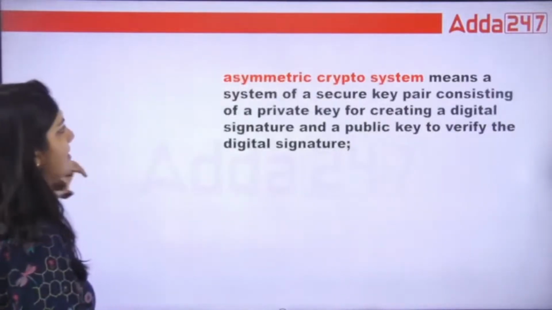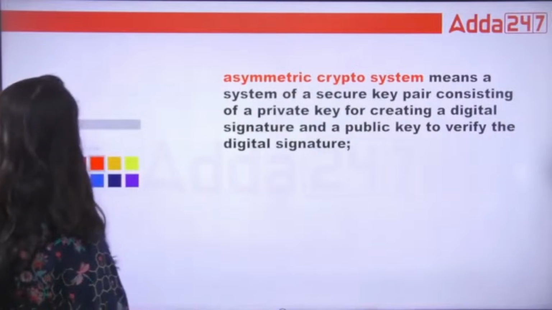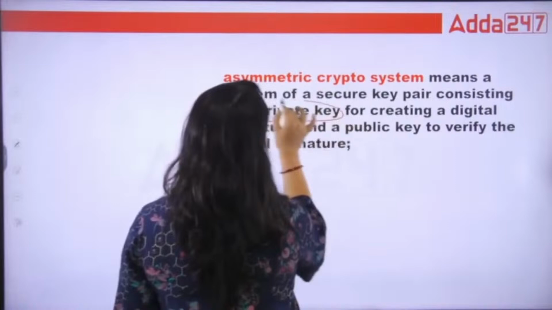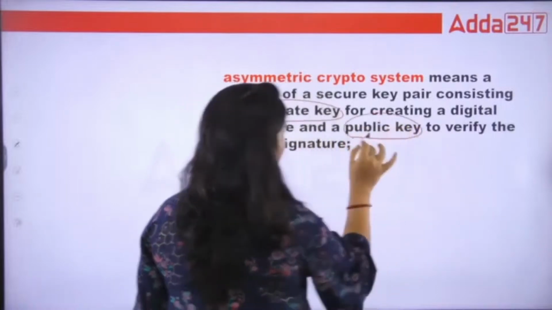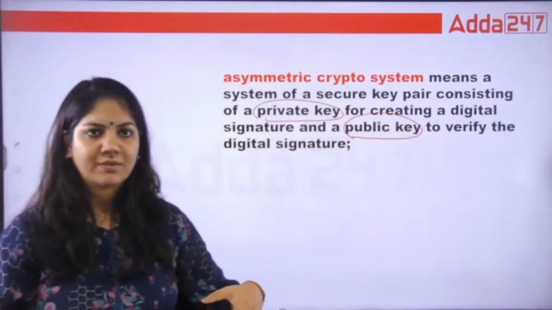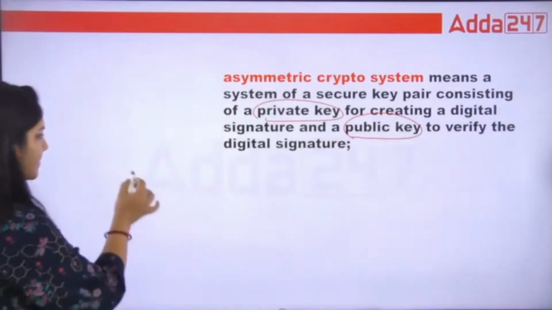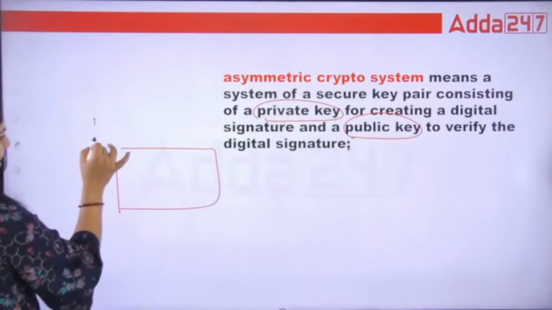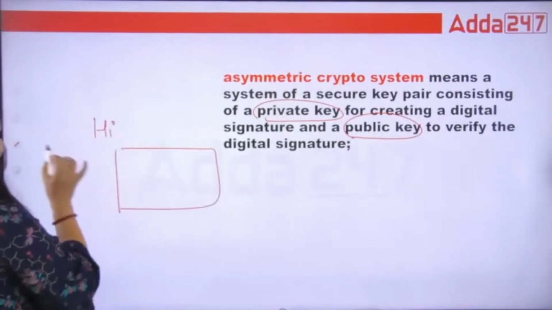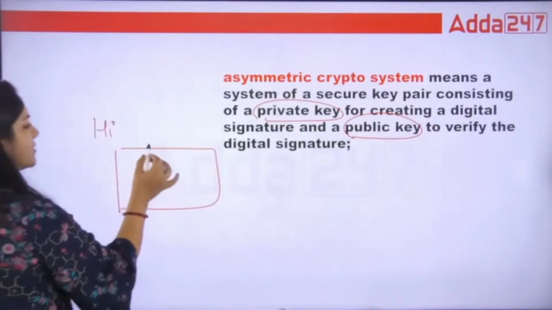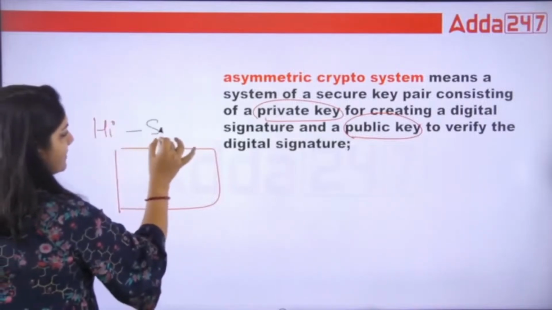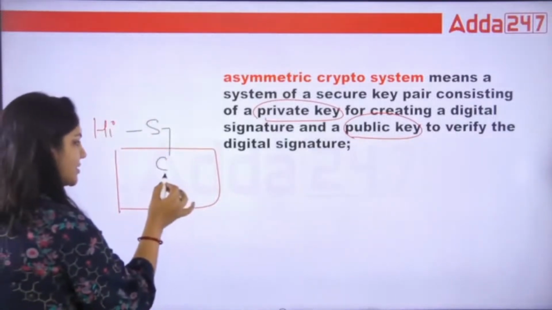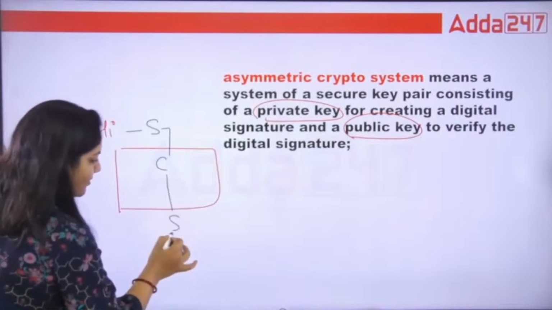Next, what is asymmetric crypto system? Asymmetric crypto system is basically a private key and a public key. What exactly does the key do? Suppose this is the computer. If I'm saying hi, this will first of all be converted from simple language into computer language, and then again converted back into simple language, and then it will arrive.